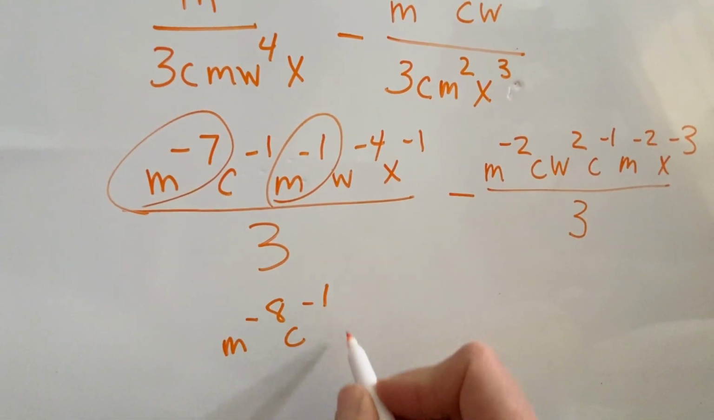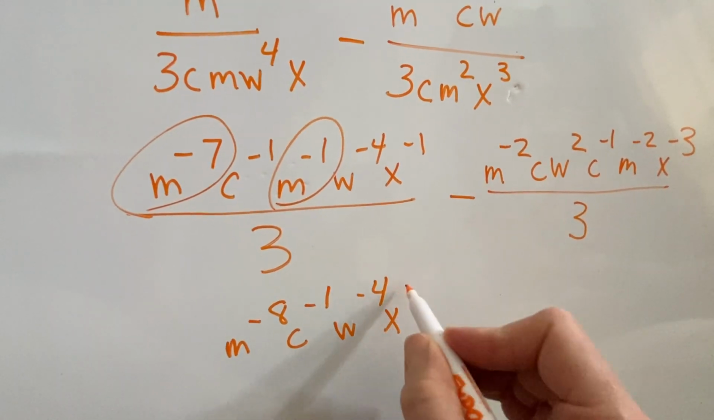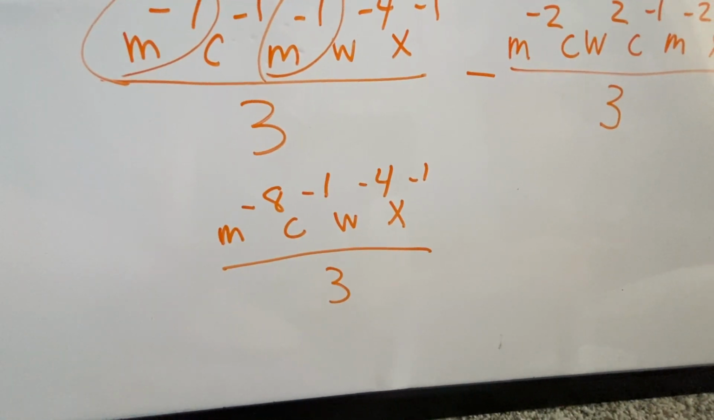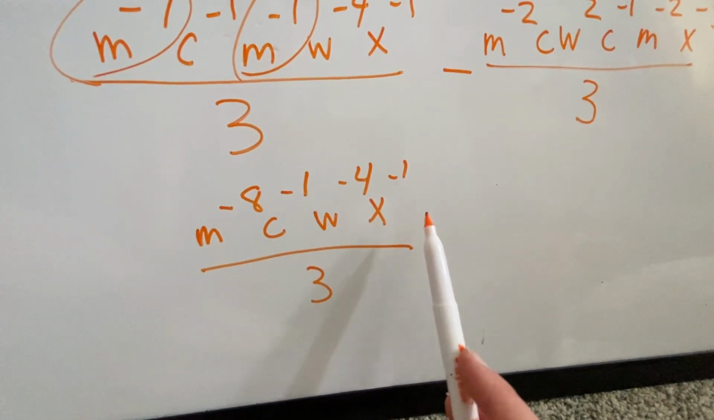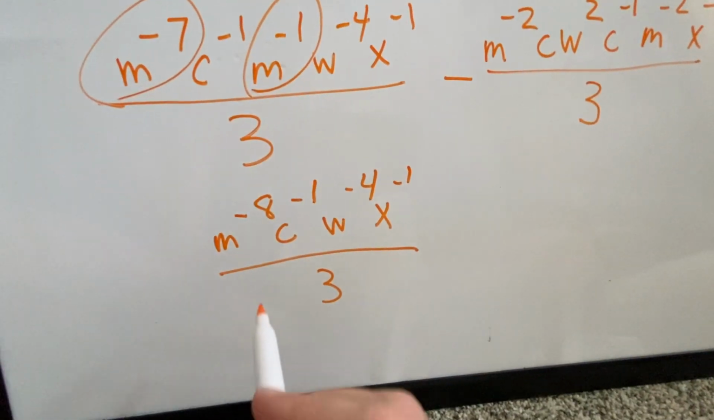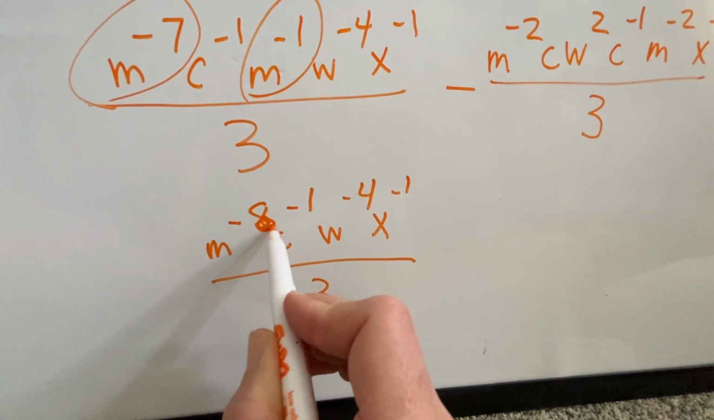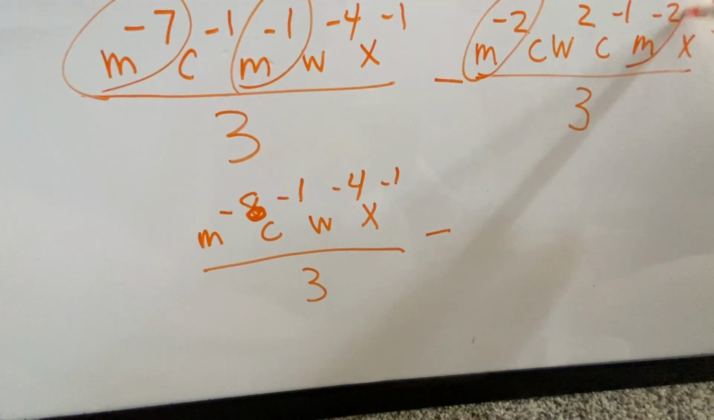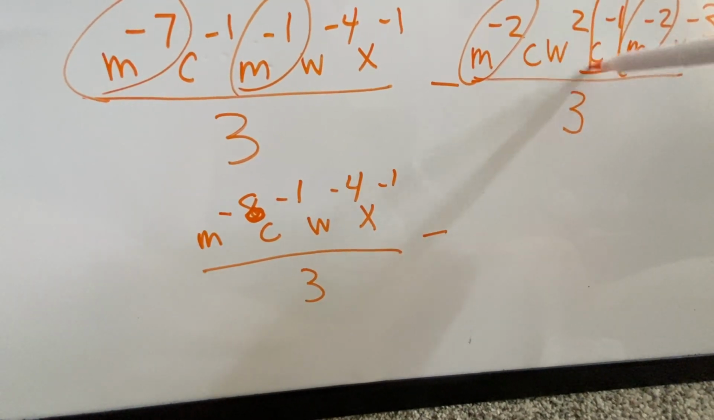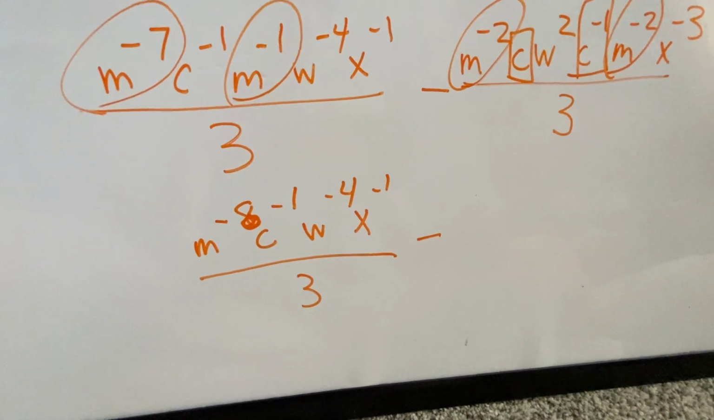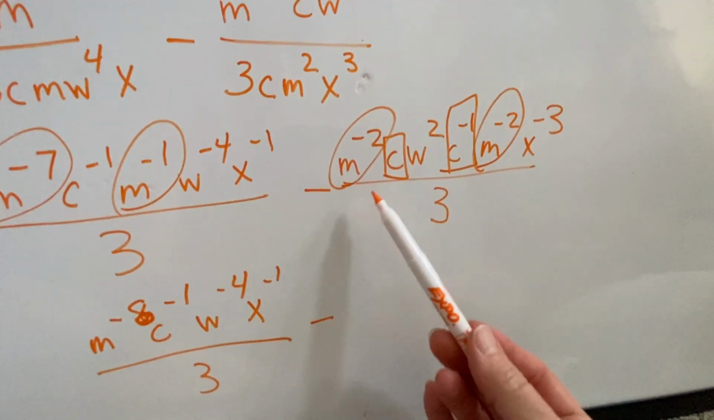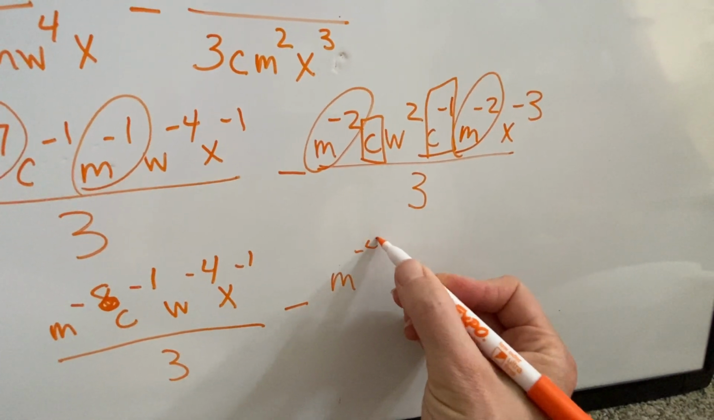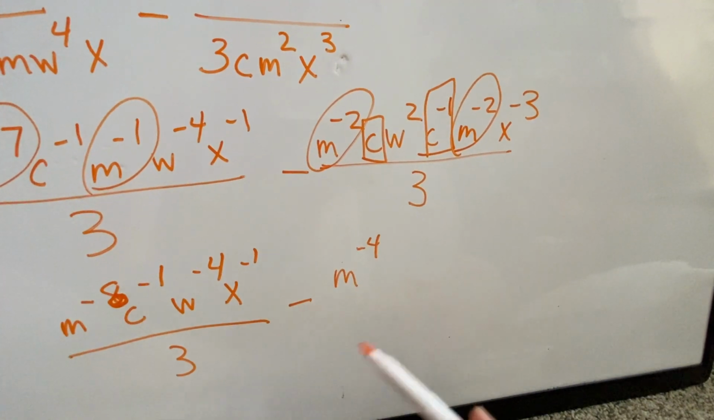And then all of these stay like that. Let me make sure I didn't miss anything. Okay. And this is an 8. It doesn't look like an 8, but it is. And subtract. Okay, so here we have m's that are the same and then c's that are the same. Okay. So we've got m to the negative 2, m to the negative 2. We're adding those together. Negative 2 plus negative 2 is negative 4.